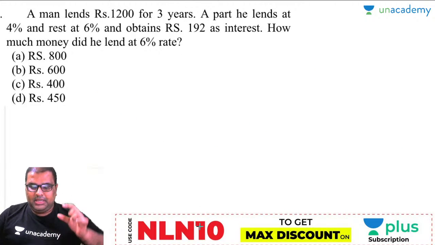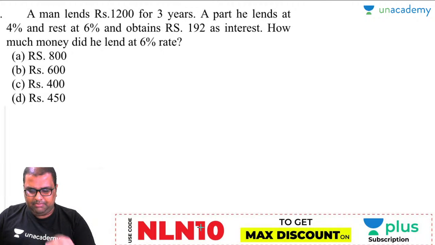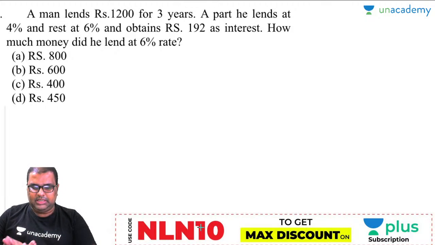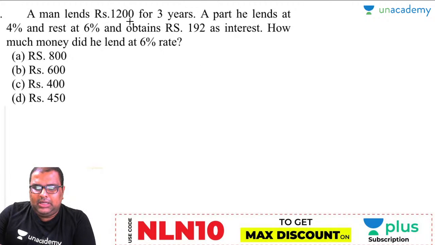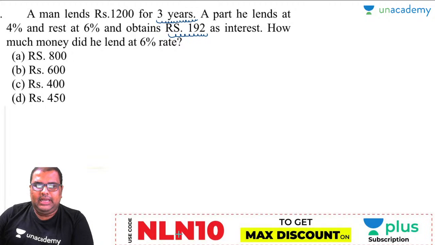Now see here, in the previous class, we have solved simple interest and compound interest using alligation rule. Now this is also the same question, but a little bit of twist is there. A man lent 1200 rupees for 3 years, it seems. A part he lends at 4% and the rest at 6% and obtains 192 as interest on the whole. How much money did he lend at 6% rate is the question asked.